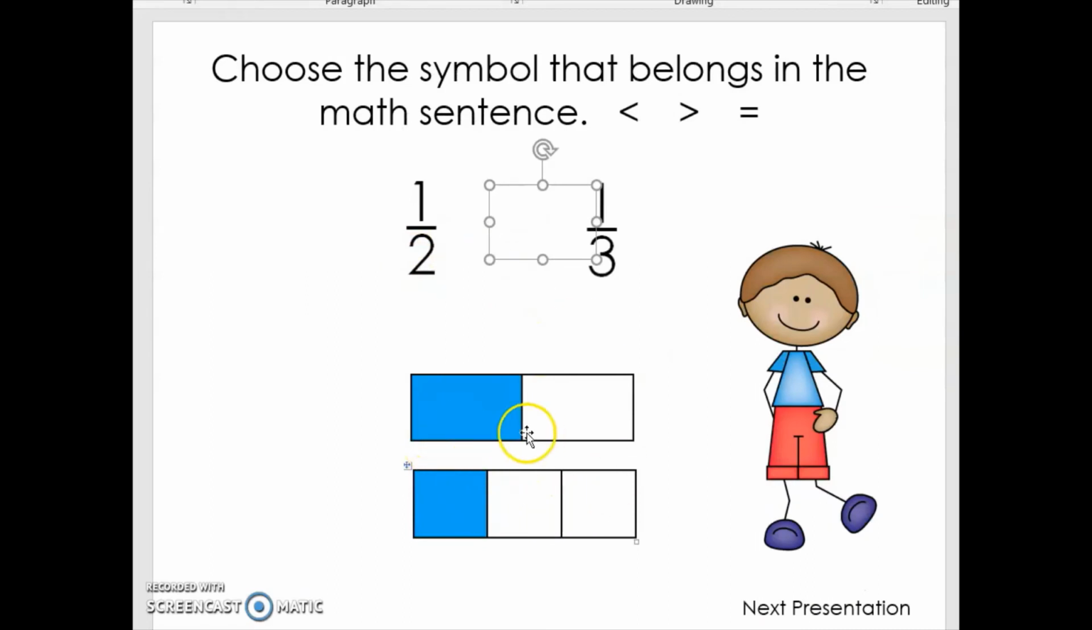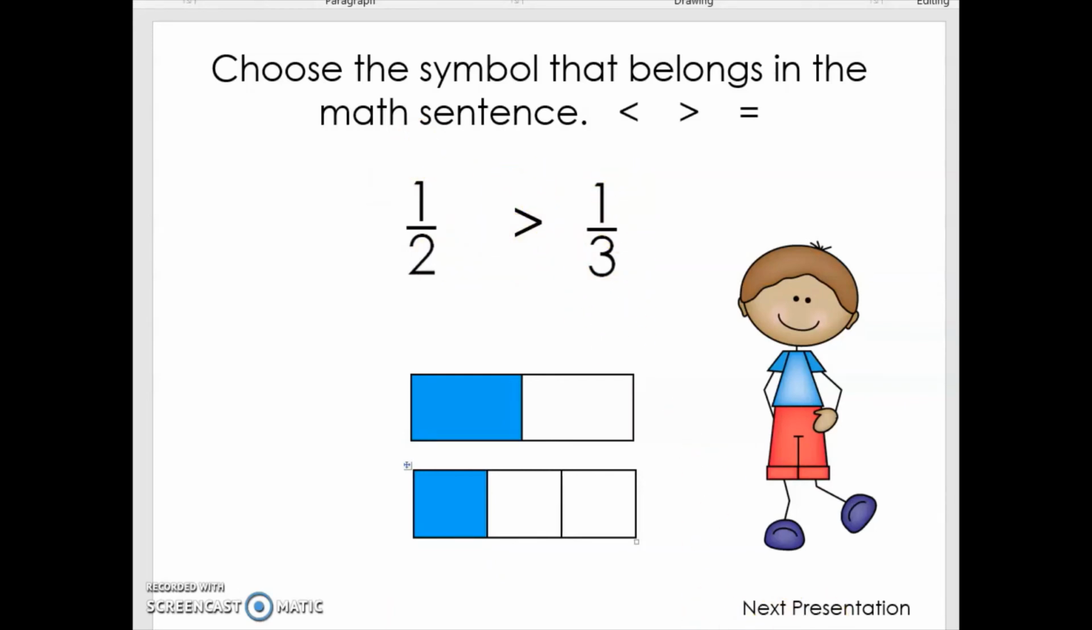Let's look at this one. This is a half, 1 out of 2, and 1 out of 3. What do you think? Which one is bigger? The half is bigger. Half is bigger than a third, or greater than.